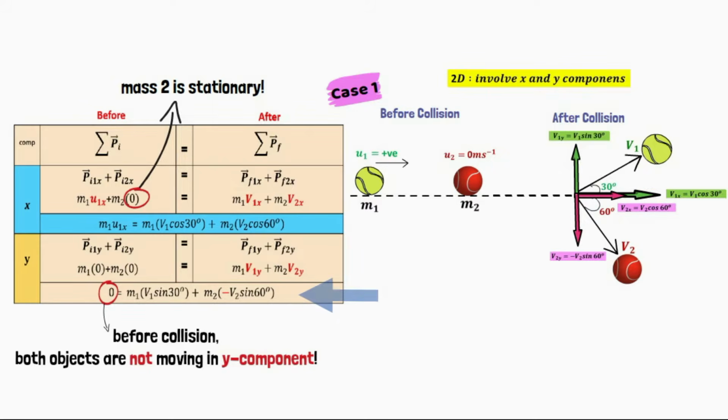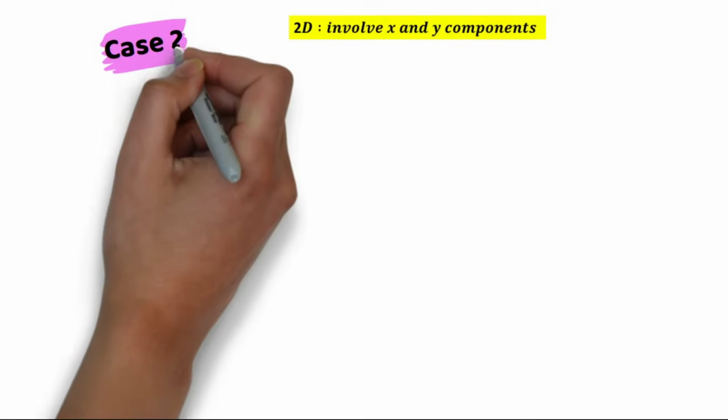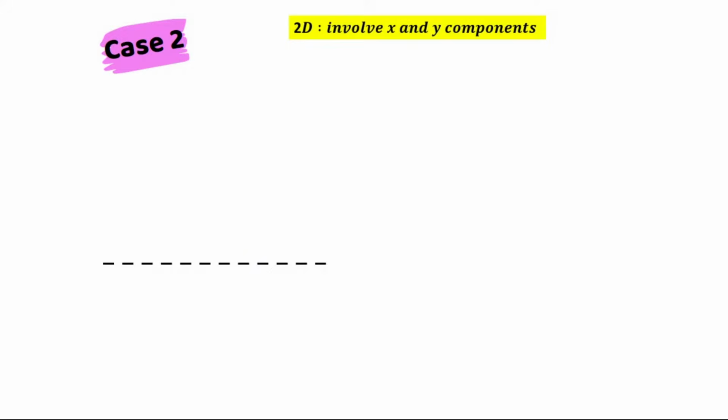But after collision, kita ada nilai V1Y and V2Y. Make sure bila masuk dalam calculation, negative sign untuk V2Y mesti masukkan. Okay, so dia akan jadi 0 equal to M1 V1 sin 30 plus M2 times negative V2 sin 60 degree. Boleh? Okay, very good.